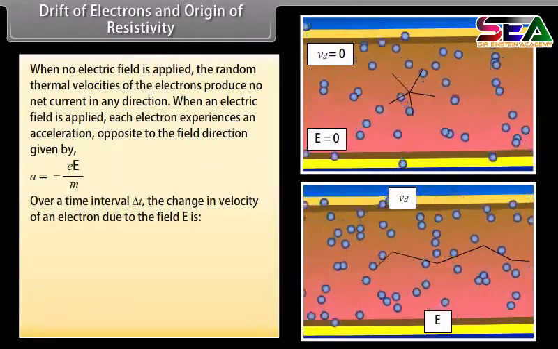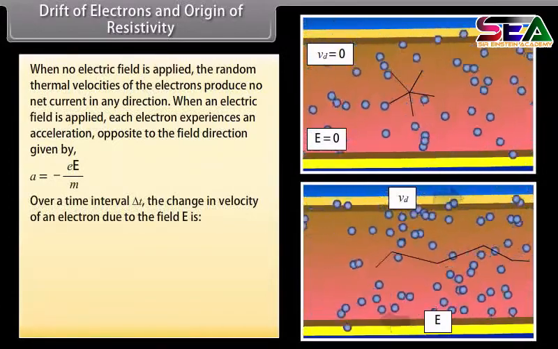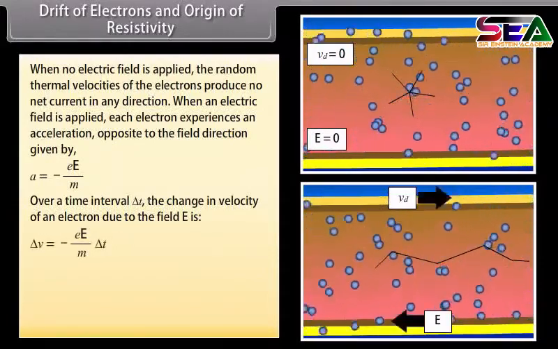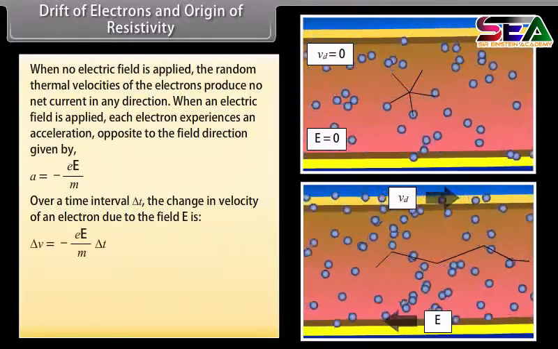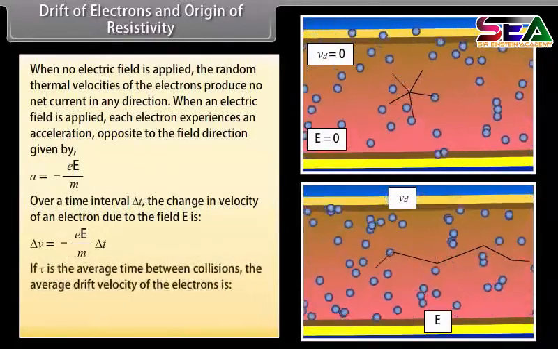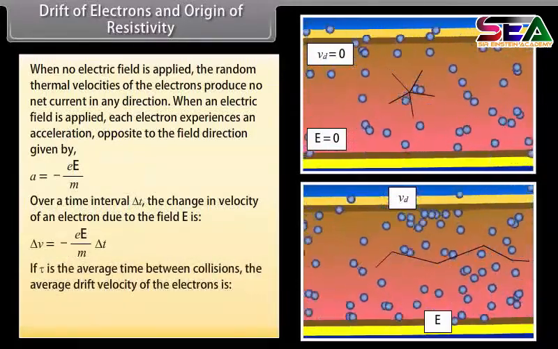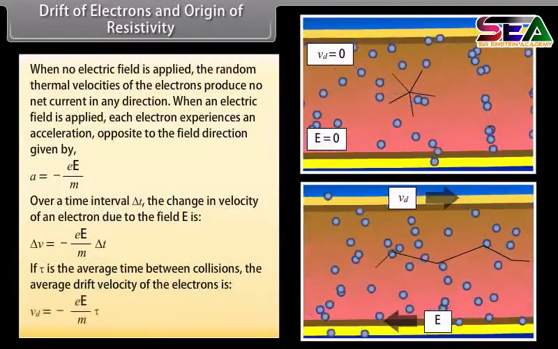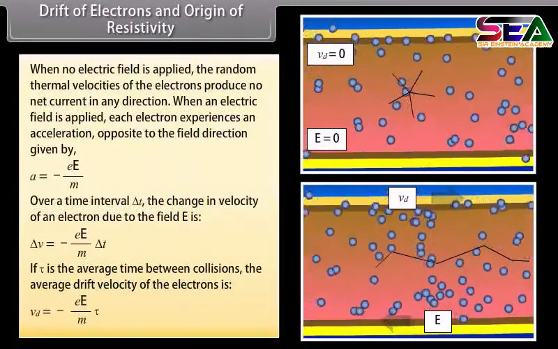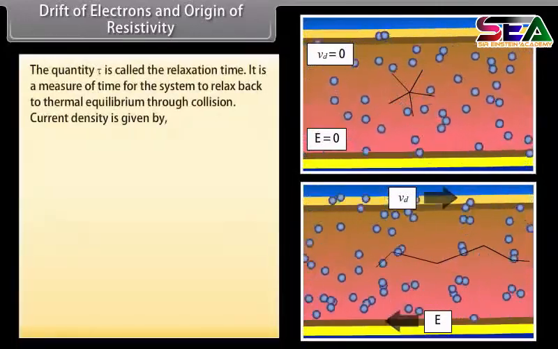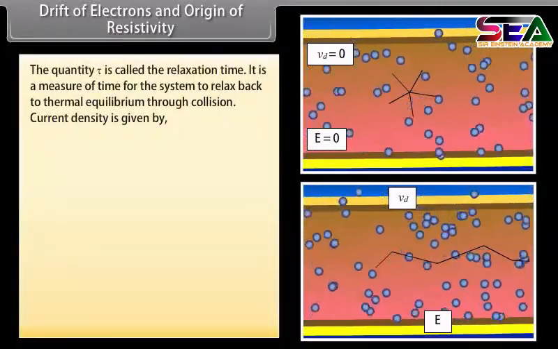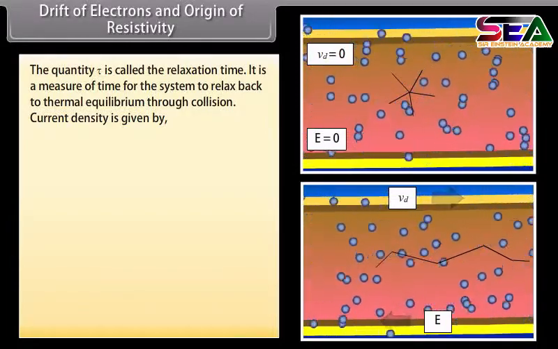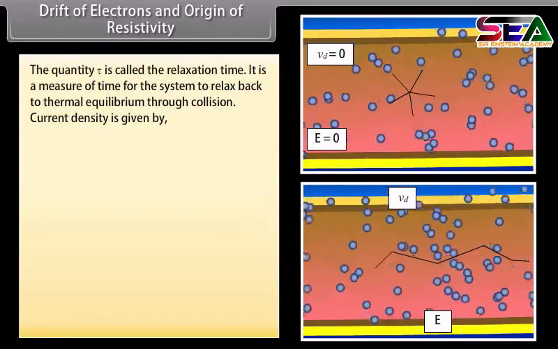Over a time interval Δt, the change in velocity of an electron due to the field E is equal to the product of acceleration and time interval. If τ is the average time between collisions, the average drift velocity of the electrons is equal to the product of acceleration and τ. The quantity τ is called the relaxation time. It is a measure of the time for the system to relax back to thermal equilibrium through collisions.